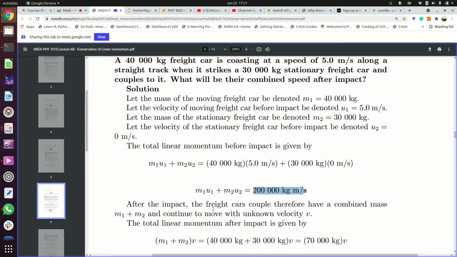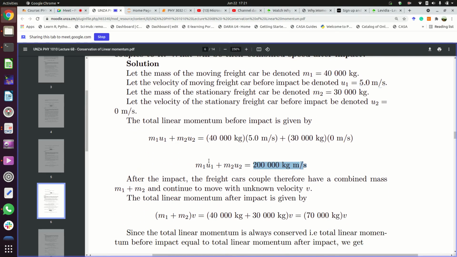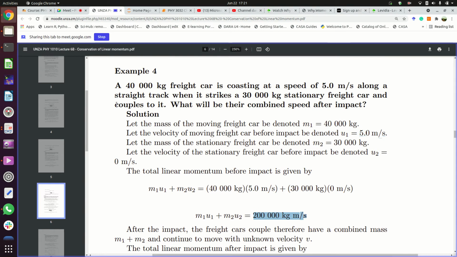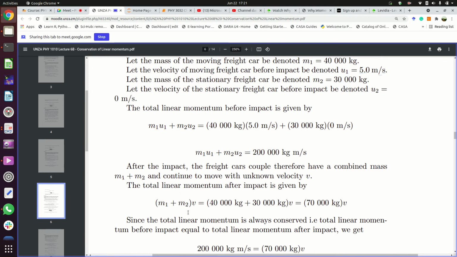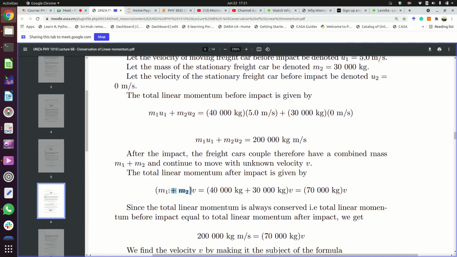they collide. After they collide, since we are told that these two freight cars couple, they become one, so their combined mass after they couple is going to be equal to M1 plus M2. And since they've coupled, they're going to move with the same velocity. So that way we can work out the total linear momentum just after impact. The total linear momentum just after impact is equal to the combined masses of the two freight cars, M1 plus M2, multiplied by whatever the velocity is, and that's the velocity we are looking for.